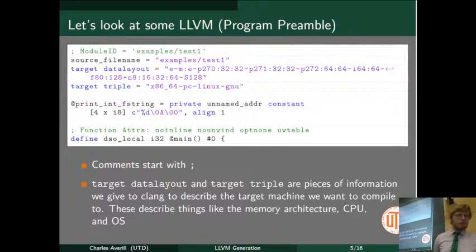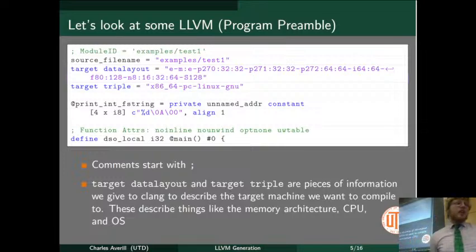In LLVM, there are some things we need to have, and some things that are nice to have. First, in this first line you see semicolon, module ID equals examples test 1. Semicolon denotes a comment. Module ID is just some flavor that Clang will spit out if you compile C with it. If you're having trouble with your LLVM generation, just pass a C file with your expected behavior into Clang and use the emit LLVM option, and it'll spit out LLVM for you, so you don't have to go digging through documentation.